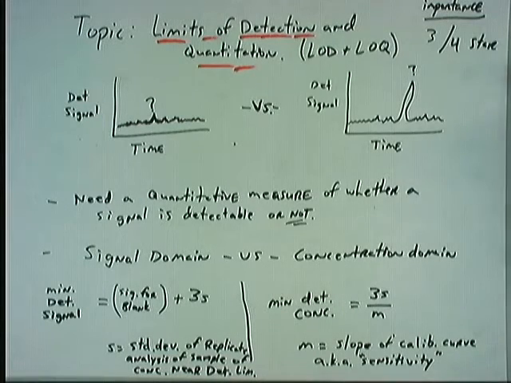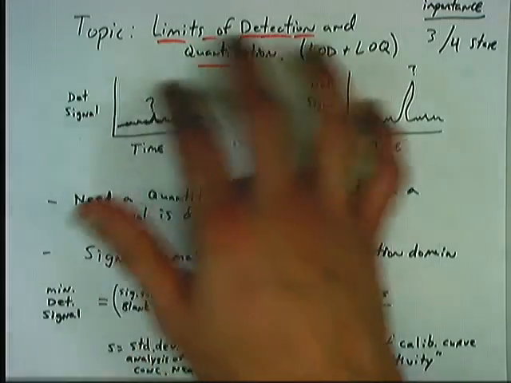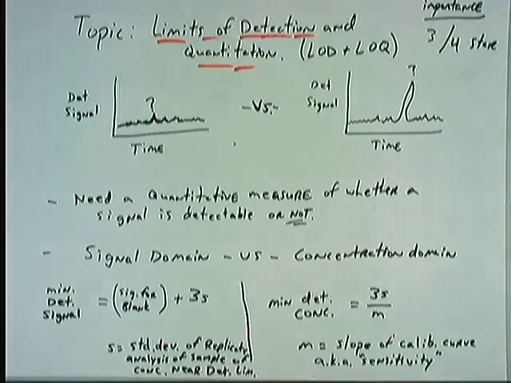So I'm going to rate it 3 out of 4 stars. You may or may not see a question on a standardized exam exactly related to this. However, the discussion is of high relevance to professional analytical chemists. So you need to know this stuff, all right? So the topic is limits of detection and limits of quantitation.